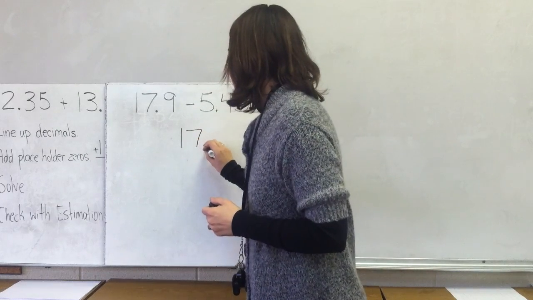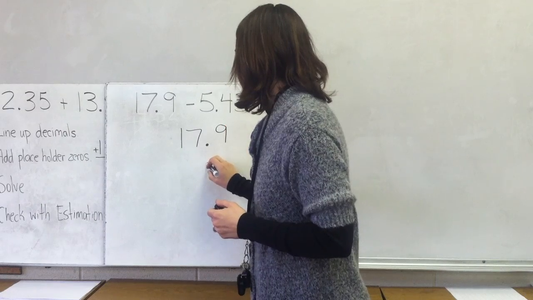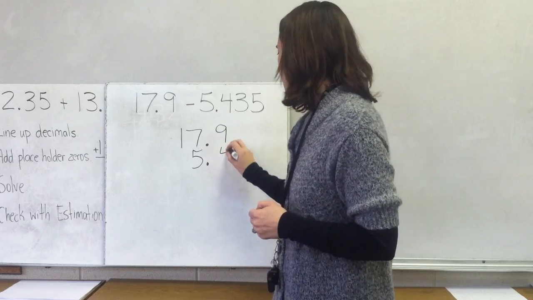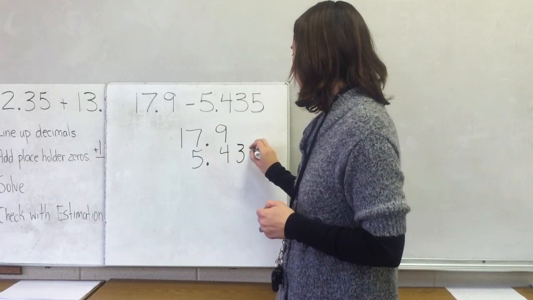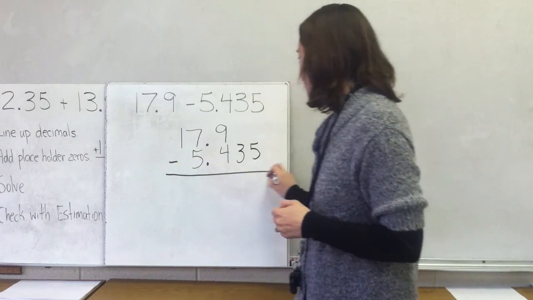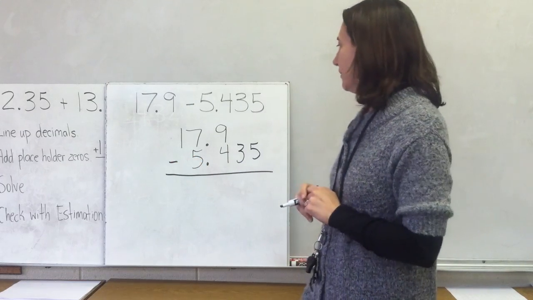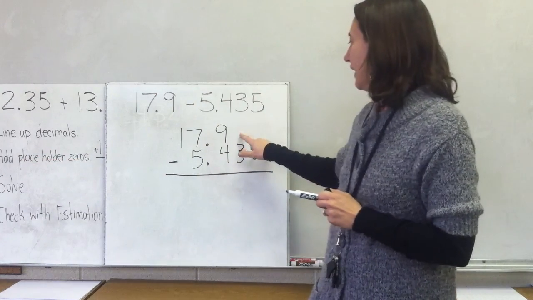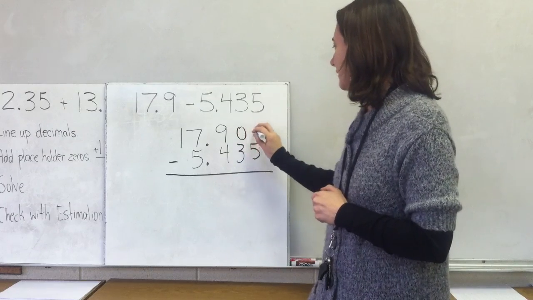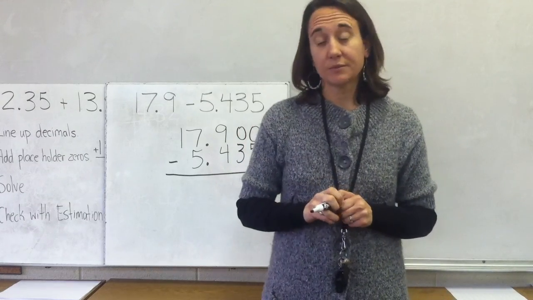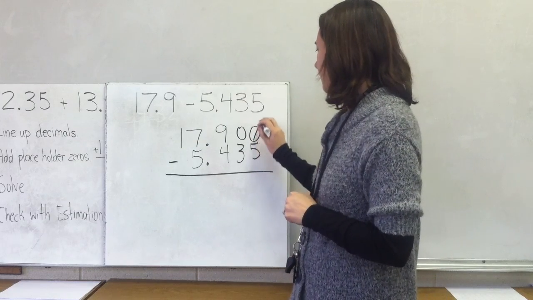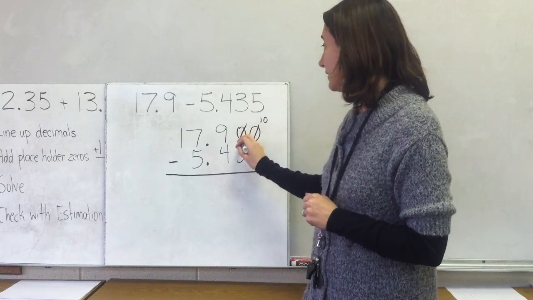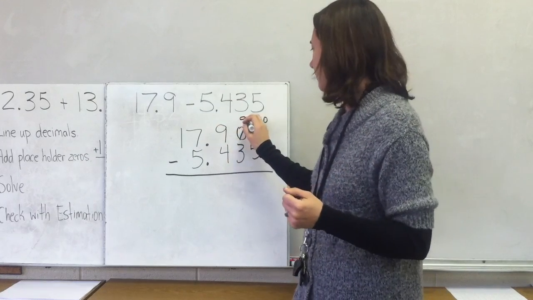So 17 and 9 tenths. Go ahead and put your decimal here, and let's write our number. We've got 5 in the ones place, a 4 here, a 3 here, and a 5. It's a subtraction problem, so I'm going to add my sign. Now, as you can see, step 2, I need to add placeholder zeros here and here. Now we're subtracting, so that means we have to borrow, because we can't take 5 from 0. We have to borrow from the neighbor. In this case, we're going to have to borrow as well.